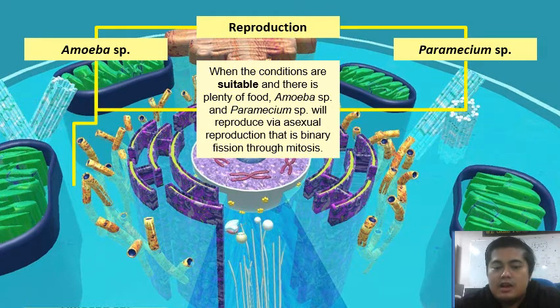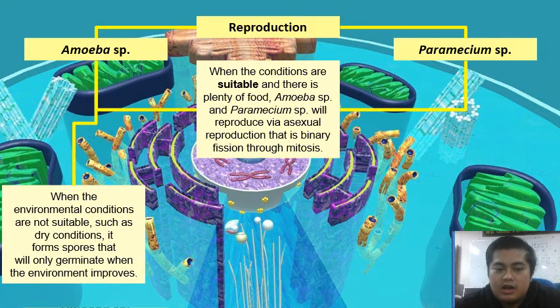Tapi kalau dalam keadaan yang tidak bersesuaian, contohnya kering, so untuk amoeba dia akan menghasilkan spora. It will form spores that will only germinate when the environment improves. Dengan kata lain, bila keadaan tu dah mula membaik, barulah dia akan menghasilkan anak.